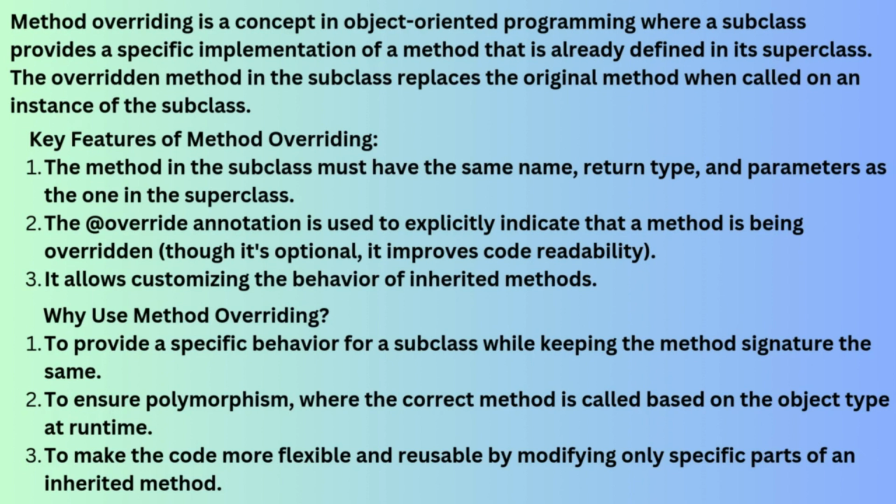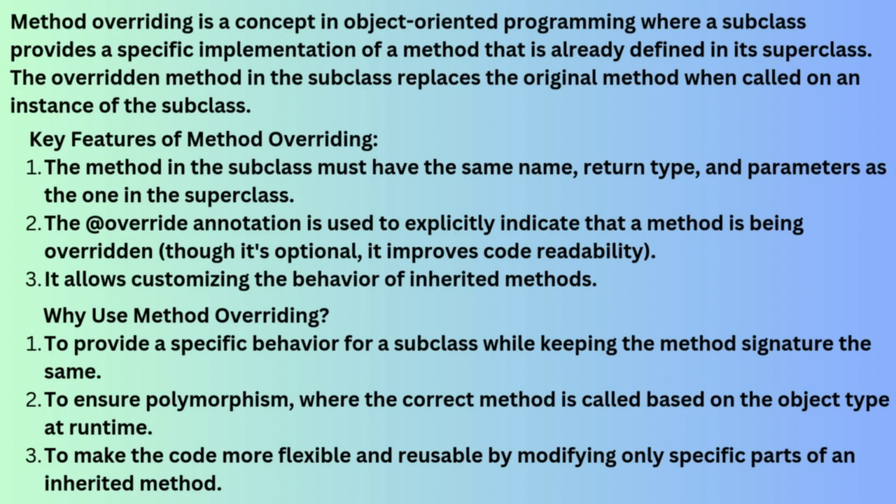First, the method in the subclass must have the same name, return type, and parameters as the one in the superclass. Second, we use the @override annotation to explicitly indicate that a method is being overridden. Though it's optional, it improves code readability and ensures that we are correctly overriding a method. Finally, method overriding allows us to customize the behavior of inherited methods, making the subclass more specific and functional.